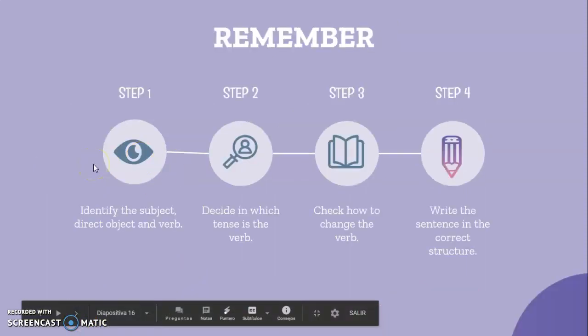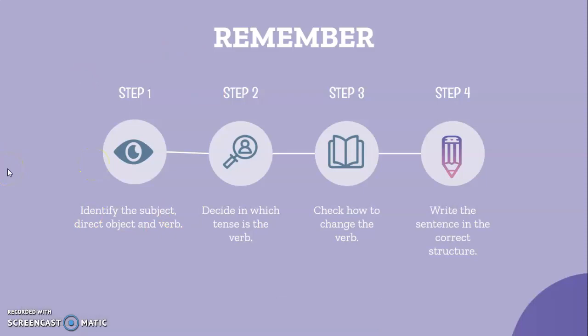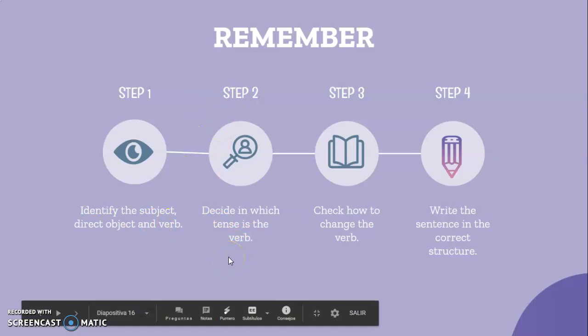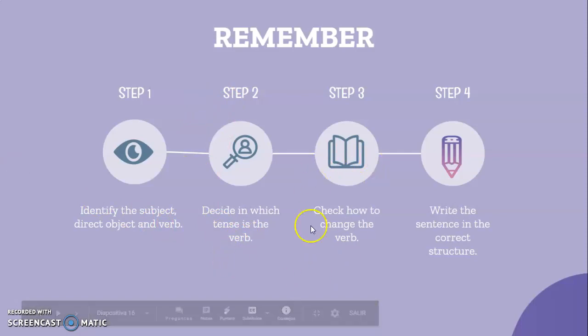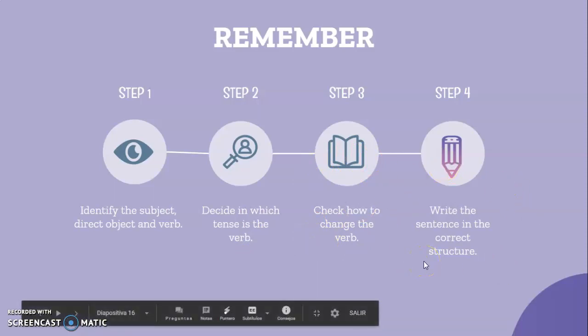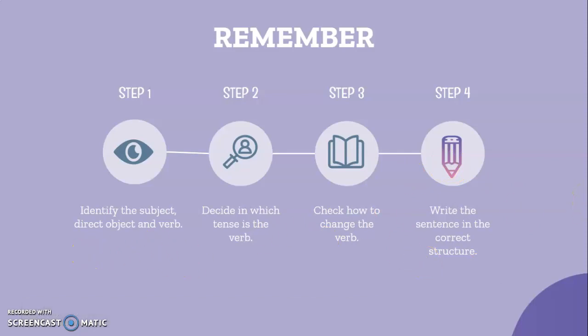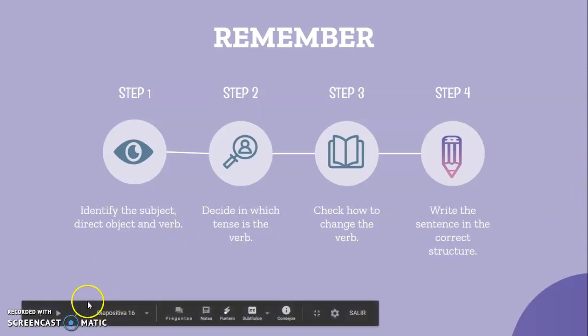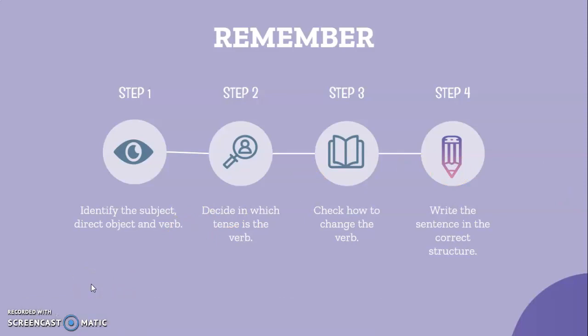So remember, step 1 is to identify the subject, the direct object, and the verb. Step 2, deciding which tense is the verb. Step 3, checking the chart that I gave you, how to change the verb. And step 4, write the sentence in the correct structure. This is how you would transform a sentence from active voice to passive voice. And you would also do the same from passive voice to active voice.